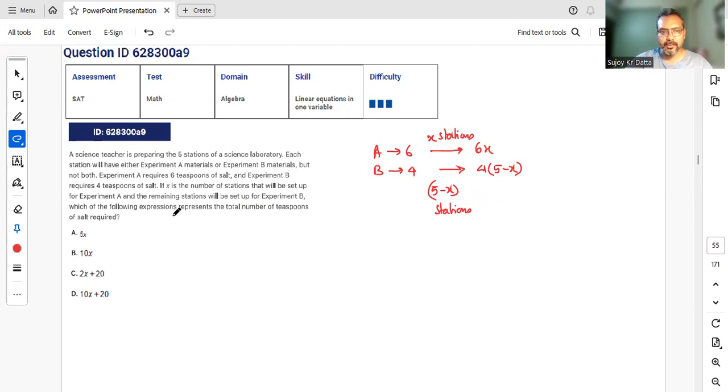So they're asking the total number of teaspoons of salt required. So we basically just have to add them. So it is 6x plus 20 minus 4x. So that comes out to be 20 plus 2x. So that's the third option. Okay.